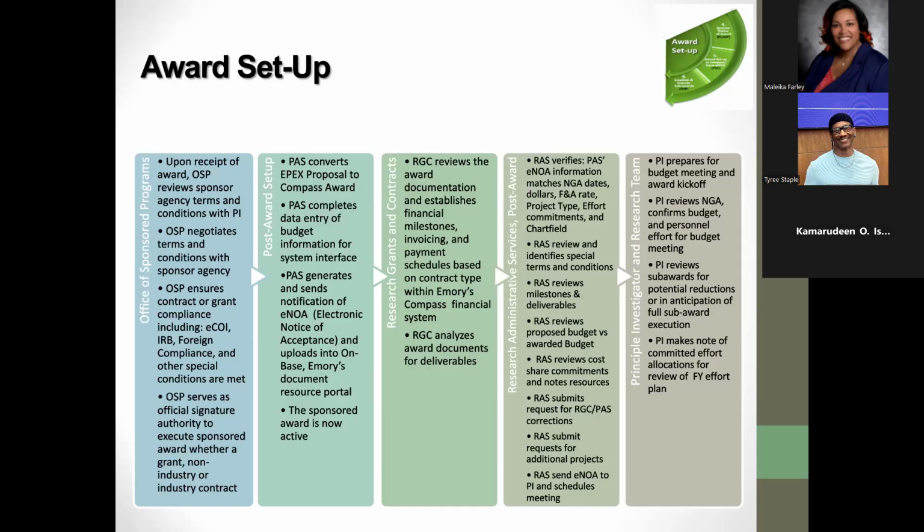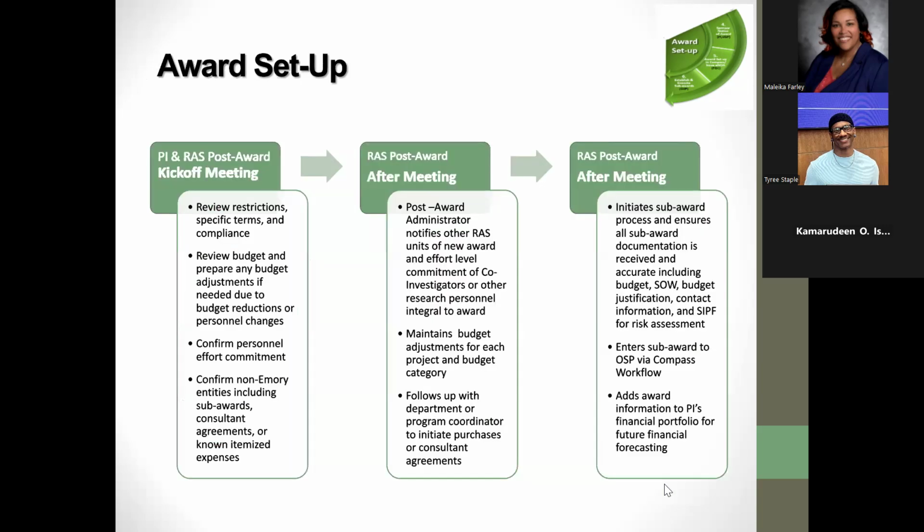We review the proposed budget versus the awarded budget. We review any cost share commitments and make sure that we set up any non-sponsor accounts related to those commitments. And then, if not, like I said, we go back and ask for the corrections. And then once everything is correct, our RAS unit sends it to the PI for their meeting, and Sam will go through a lot of that, plus the PI's research team and their roles in a few seconds.